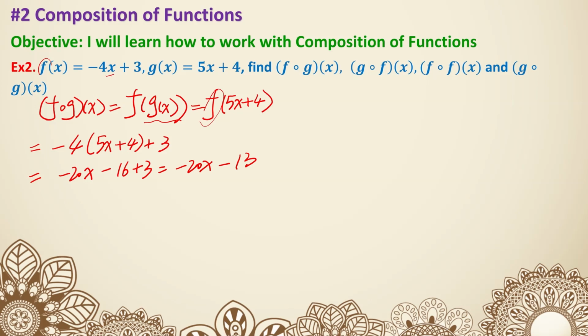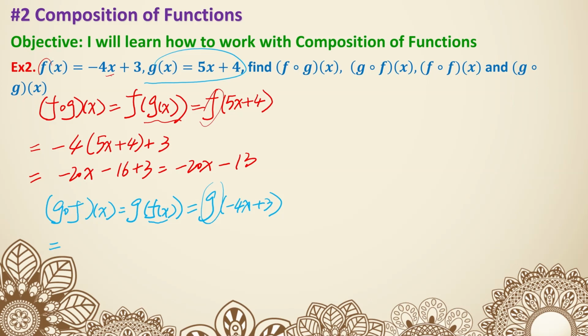Moving on. This time it is g of f of x. Keep the g. The f of x I already know. It is -4x plus 3. But this time, my main function is g, so I'm going to copy down the 5. Wherever I see x, I'm replacing it with -4x plus 3, with a plus 4 on the end. So we got -20x plus 15 plus 4, which simplifies to -20x plus 19.